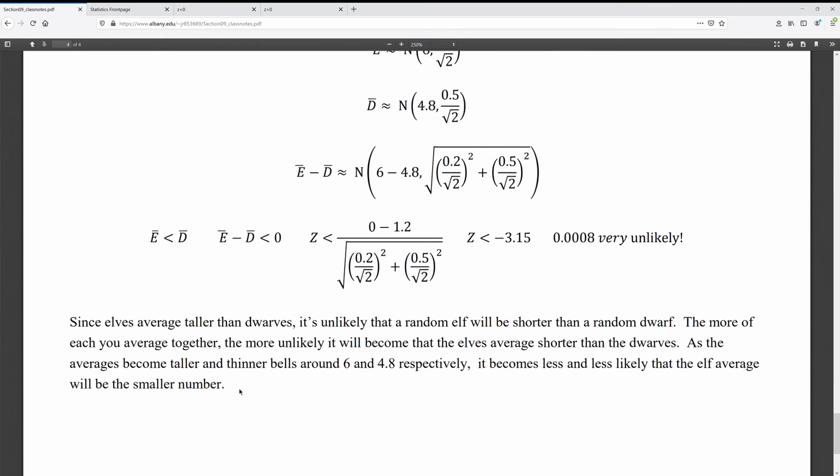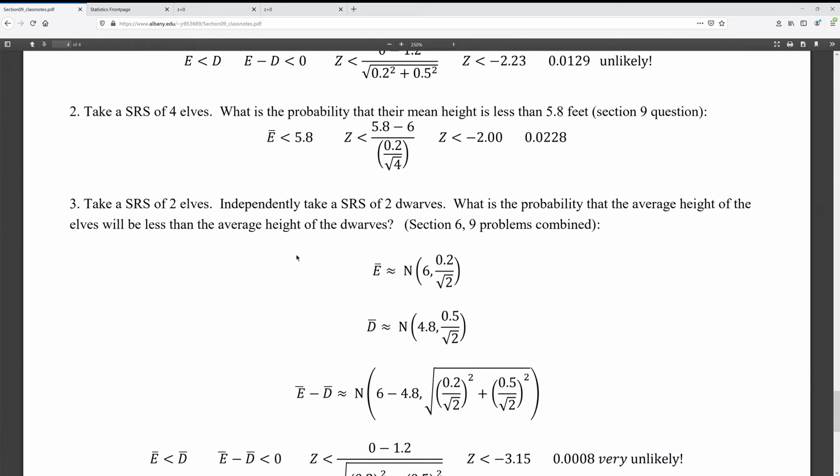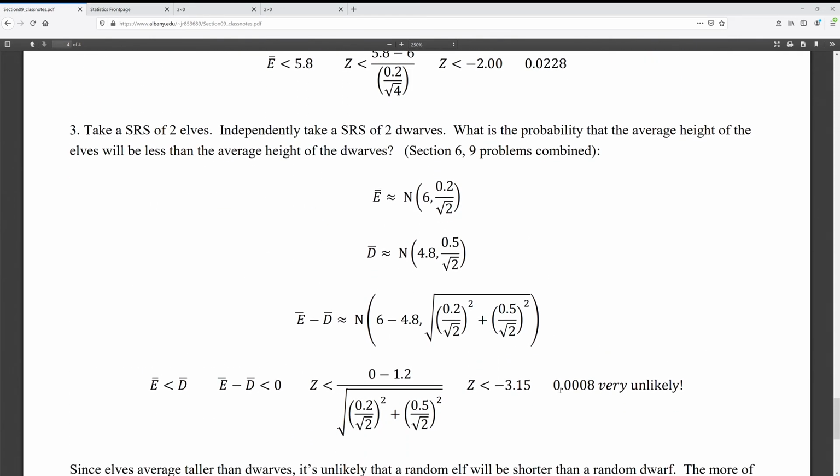Since elves average taller than dwarves, it's unlikely that a random elf will be shorter than a random dwarf. And the more of each you average together, the more unlikely it's going to be that the elves on average are shorter than the dwarves, right? So if you take 3 of each, it's going to be even less likely. 4 of each, even less likely. Probably you won't tell the difference because they're both going to be off the end of the chart.